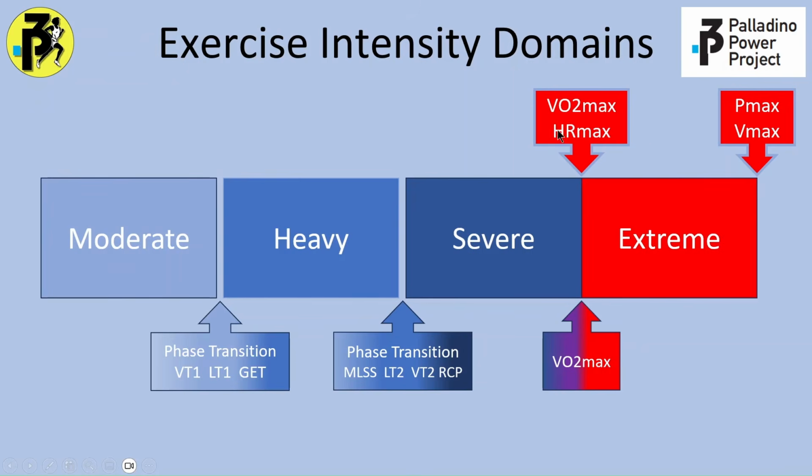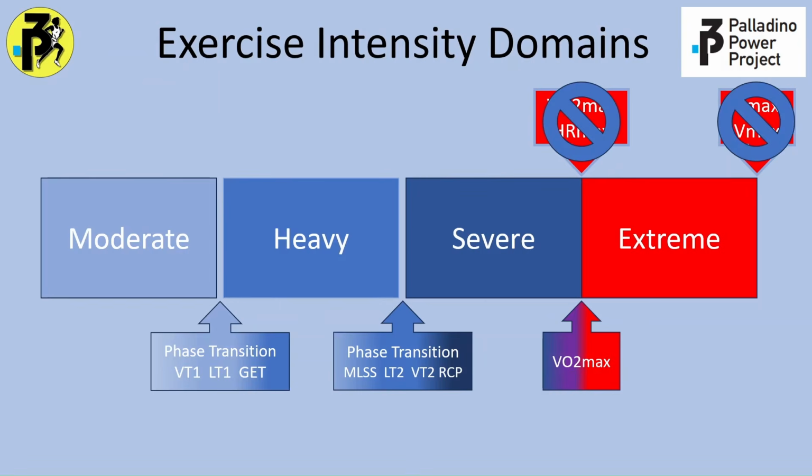And if you're using 220 minus age as your heart rate max, that's even worse. So the bottom line is just cross those off of the list. If you're training by heart rate reserve, heart rate max, throw it out the window. All right, it is just, as I've stated already, and scientific literature supports this, just not the way to go.